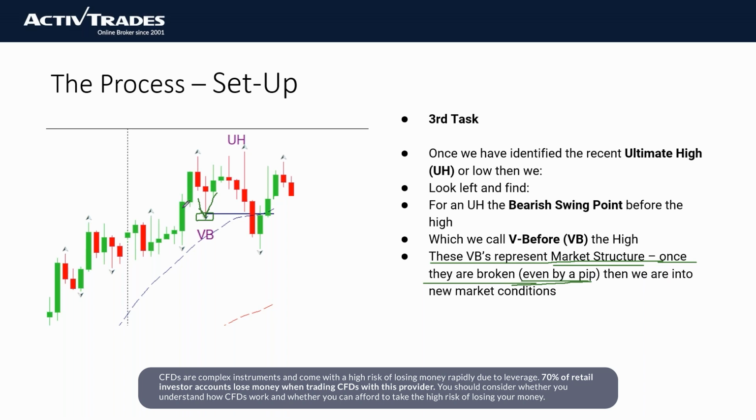Once it trades through that level, let's just clear these through. Once it trades through those levels, then we are into new market conditions, and that's what we're looking to take on board. In this case, we can see the high price traded down, traded through the VB, and then it reacted back up. That starts to give us an indication of how to trade a reversal of this trend.